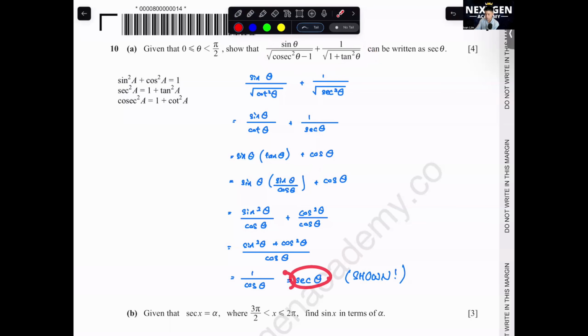Okay, what is secant theta? You work backwards. Okay, it's 1 over cos theta. Is there any way that I can write into 1 over cos theta? Okay, don't just fixate, I need to achieve secant theta, because sometimes you write backwards, okay, you may be able to meet somewhere in the middle. Then you just connect the equations.